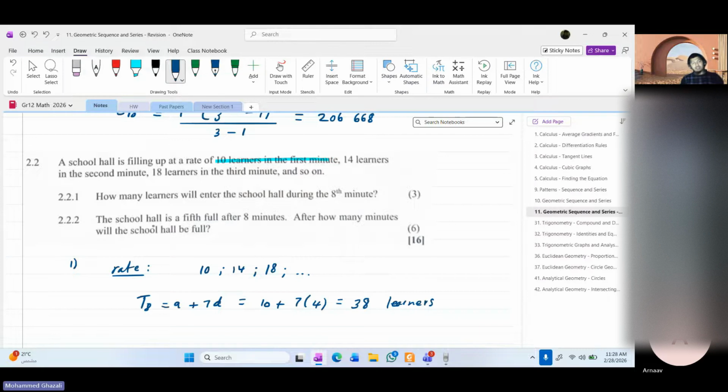Right? The school hall is a fifth full after 8 minutes. After how many minutes will the school hall be full? Right?